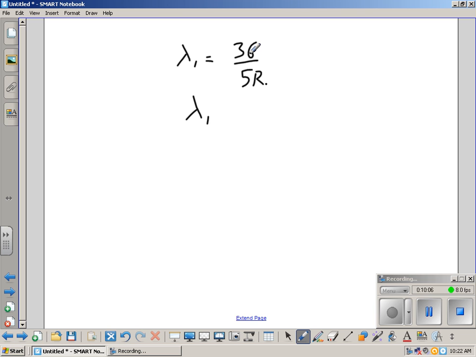36 by 5 into 10.97 into 10 to the power of 6. You will get it as 6563 into 10 to the power of minus 10 meter. You can write it as 6563 angstrom units.